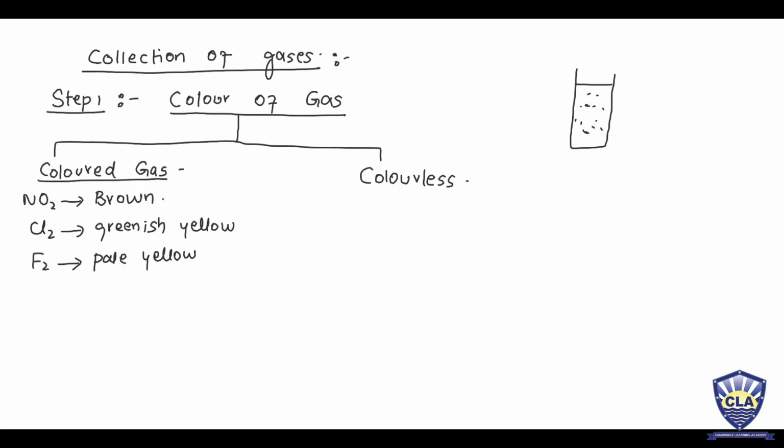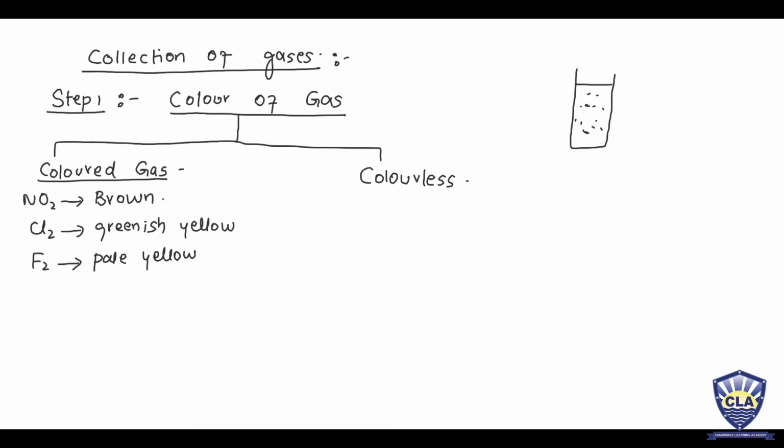If you are going to collect these gases in the gas cylinder, what would happen? The color of that gas cylinder would become brown if it is NO2, greenish yellow if the gas is chlorine, pale yellow if the gas is fluorine. You got it? Yes, sir.